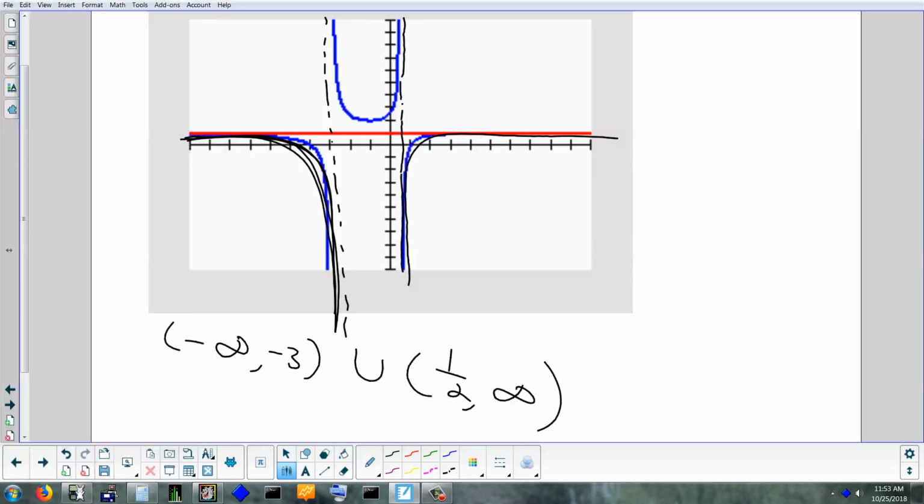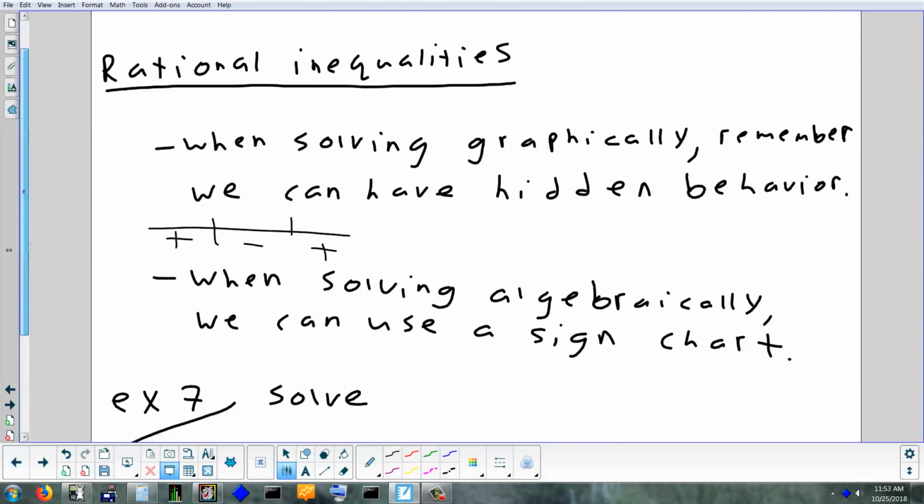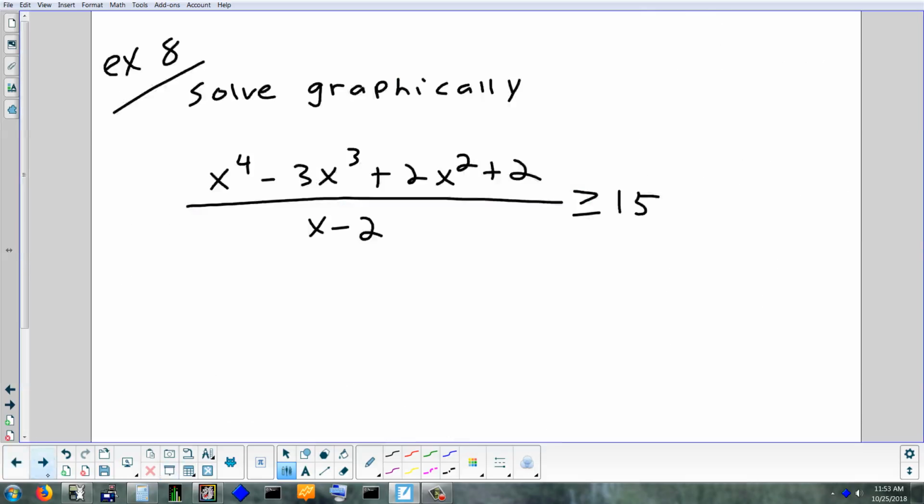That's where the graph in blue is under the graph in red. Okay, just don't go anywhere between -3 and 0.5, because then the graph in blue is above the graph in red in that section. Okay. So, any question on that one? Not really too much algebra there. You're just using the graph.